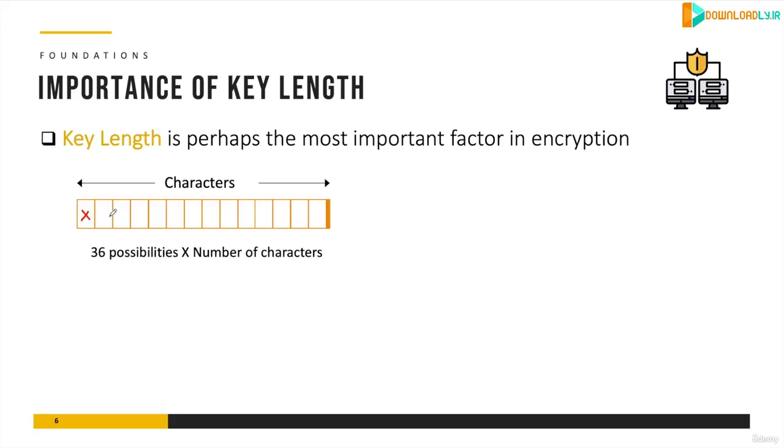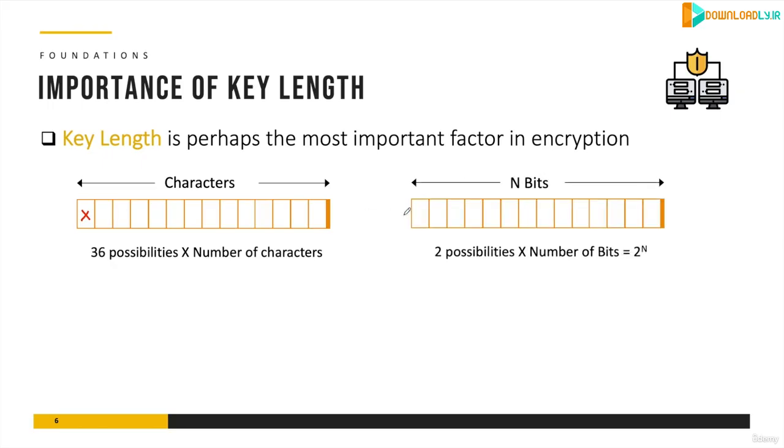But computers need digital numbers, they understand binary numbers. So we always talk about bits. So we talk about key lengths in terms of bits. Since we're talking about binary, every cell or every bit can either be 0 or it can be 1. So if you have a key which spans n bits, then it means you have 2 raised to the power n different combinations possible.